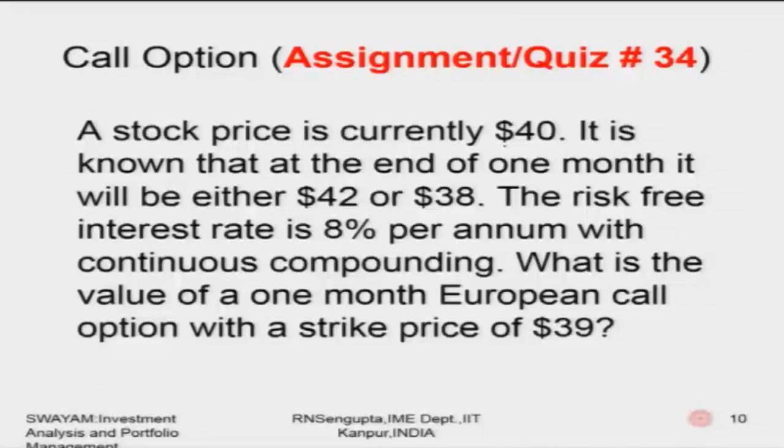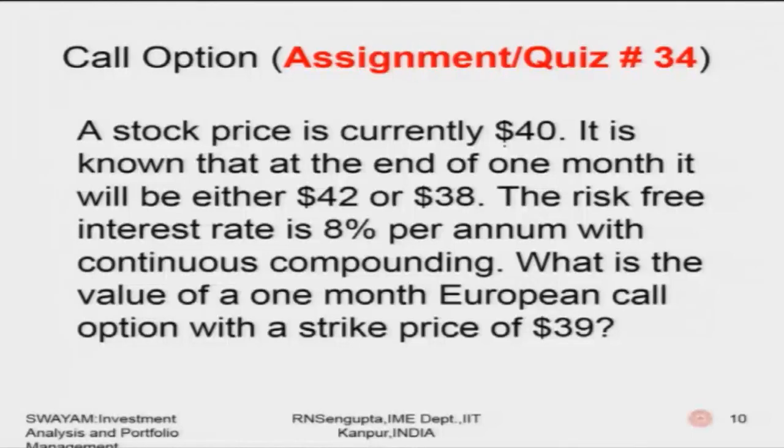That is also not a true proposition or an assumption. So, a stock price is currently at $40 or whatever the unit is. It is known that at the end of 1 month, it will increase to 42 or it will decrease to 38. The risk-free interest rate is 8% per annum, continuously compounded. What is the value of a 1 month European call option with a strike price of 39?